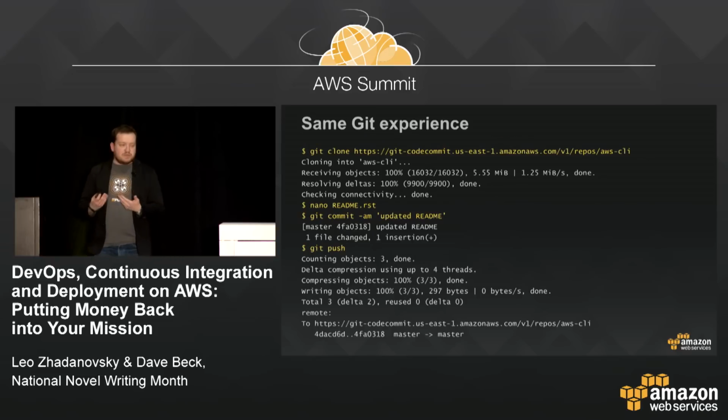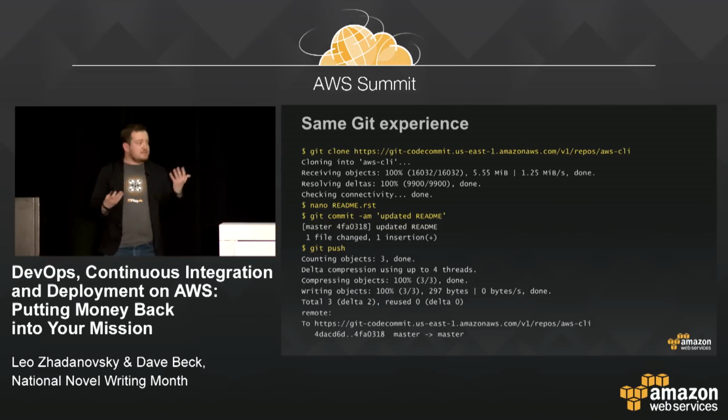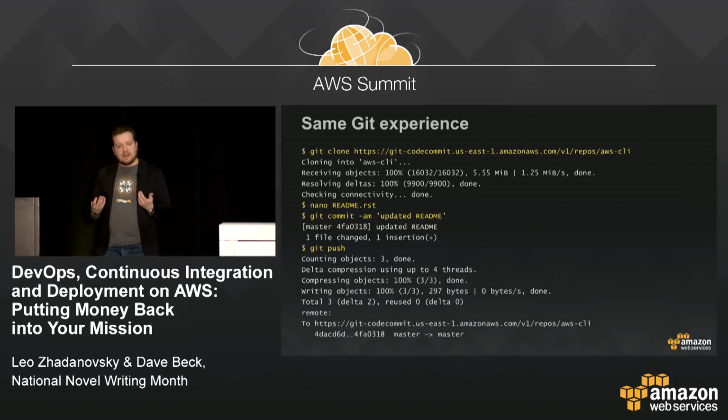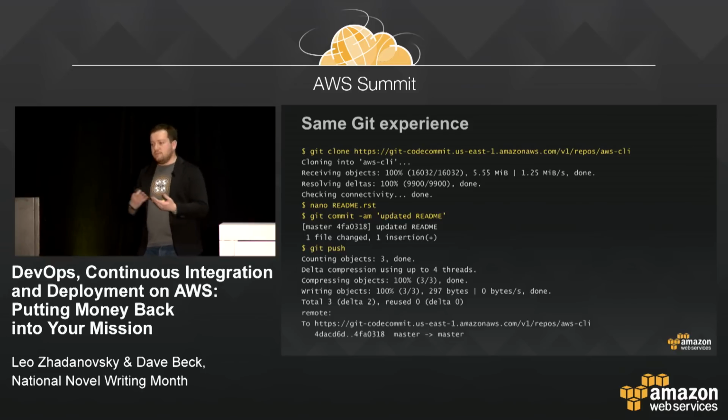So the way you use CodeCommit is the same way that you use Git right now. In this example here, I'm cloning a Git repository. The master of it is hosted on CodeCommit. I'm editing a README file. I'm committing the README file to my repository, and I'm pushing it up to the repository. This is really no different than how I would use Git anywhere else. So it's really simple to use. There's no barrier to entry here.